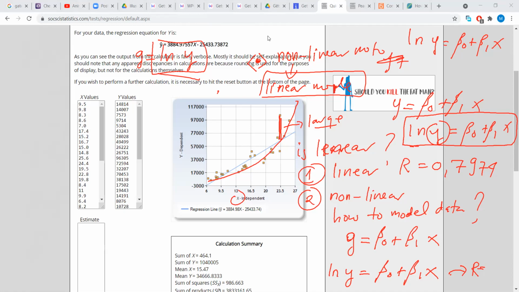Everybody finished? Wait, sir. Still making the ln. I think it's not so difficult. You just use the ln syntax, maybe using Excel. I'm not sure of the formula in Excel for ln. I don't know the formula of Excel, sir, for the ln.